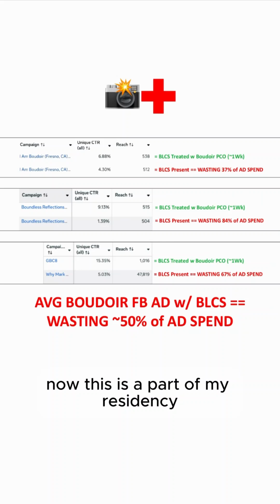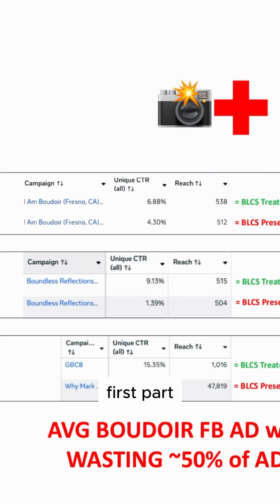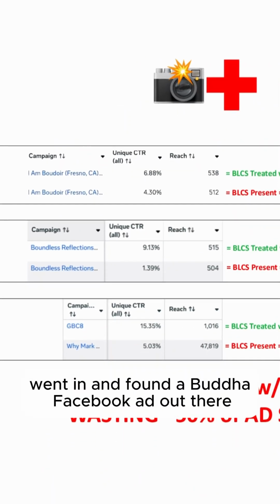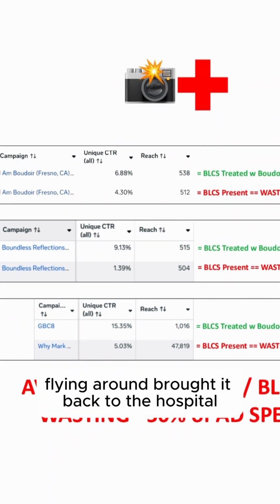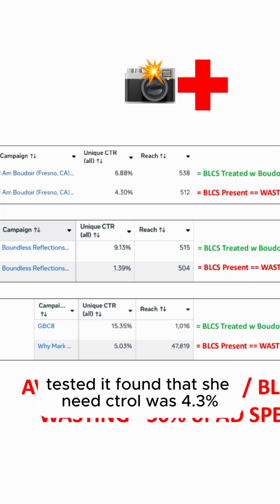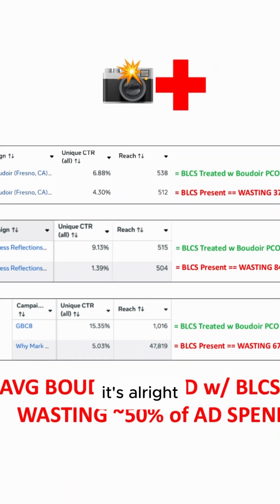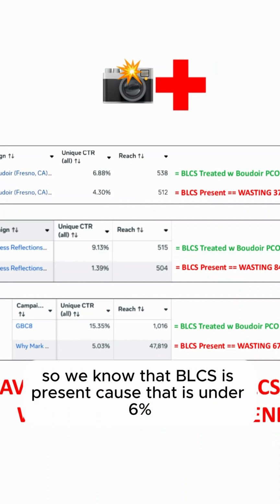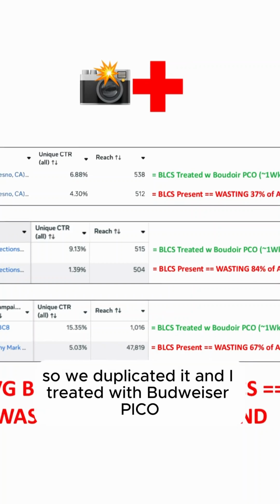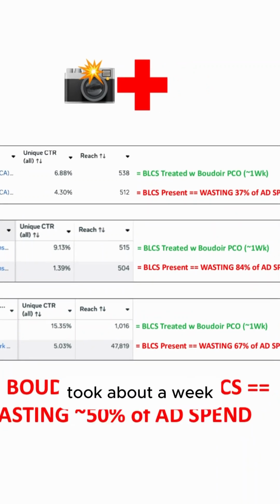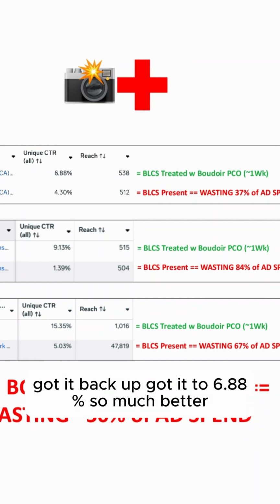Now, this was part of my residency. First part, I went in and found a Boudoir Facebook ad out there flying around, brought it back to the hospital, tested it, and found its unique CTR-all was 4.3%. So we know that BLCS is present because that is under 6%. So we duplicated it, and I treated it with Boudoir Pico, took about a week, and got it up to 6.88%. So much better.